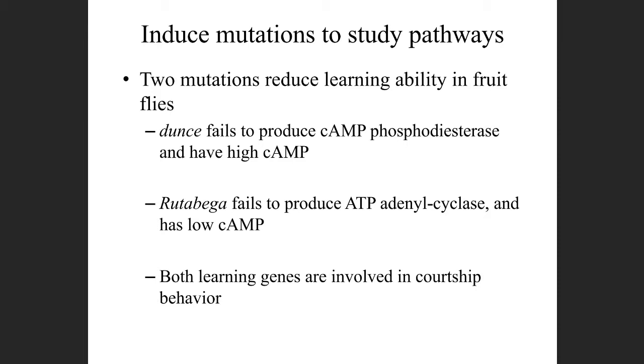So dunce fails to produce cyclic AMP phosphodiesterase. It's an enzyme that breaks down cyclic AMP, and so they have high cyclic AMP levels. Rutabaga fails to produce a different enzyme, ATP adenyl cyclase, and so they characteristically have lower cyclic AMP. But both genes reduce learning ability, especially odor learning, and both genes are also involved in courtship behavior.